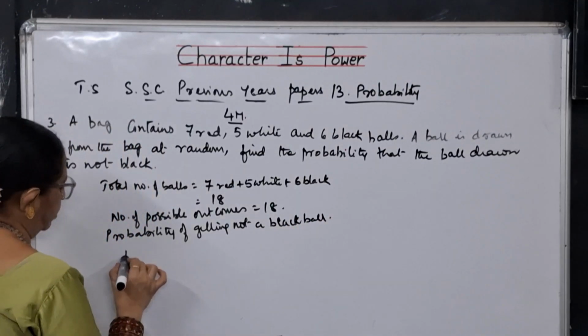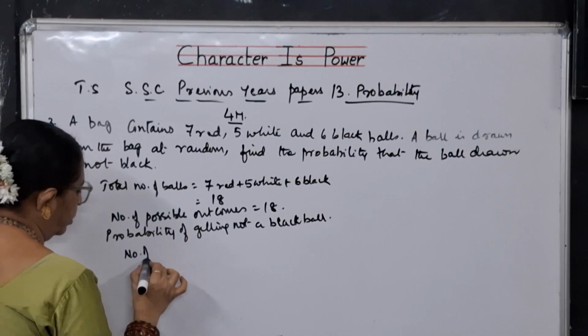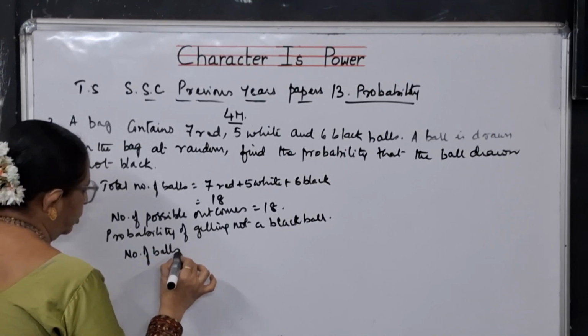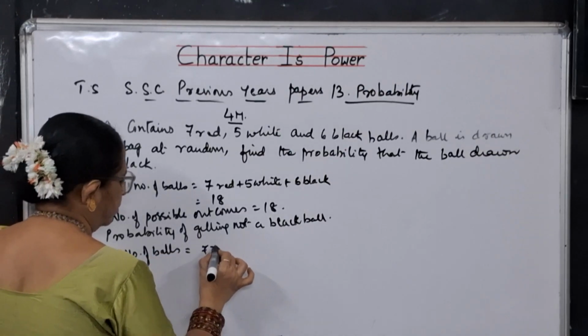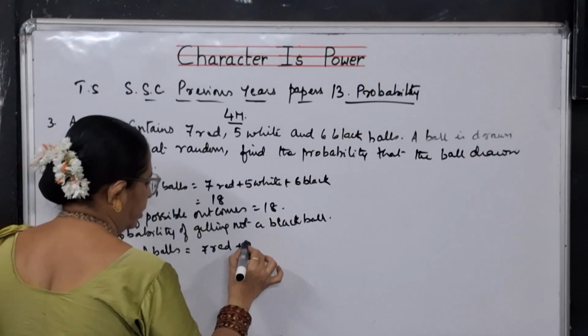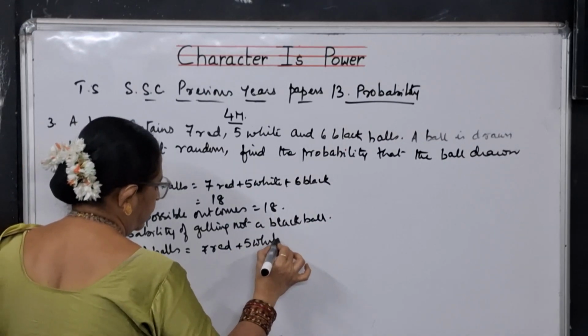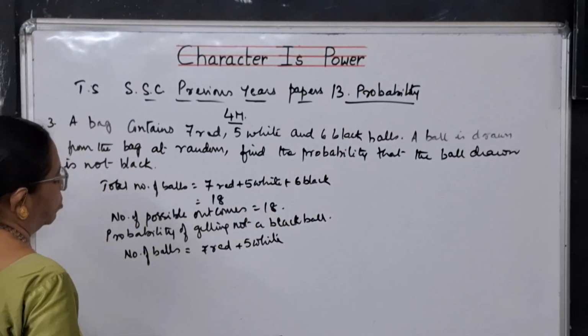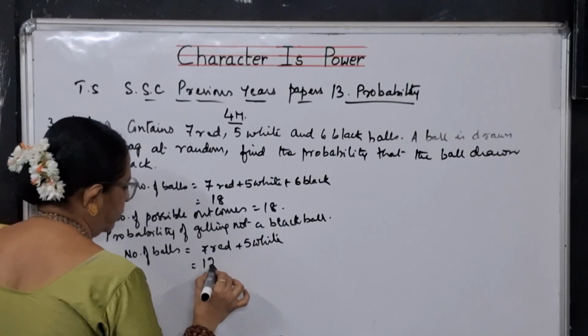Not a black ball means then what are the number of balls here? What you have to do? You have to take 7 red plus 5 white. You are not supposed to take a black ball. This is how much? 12.